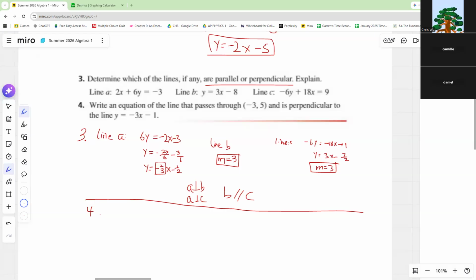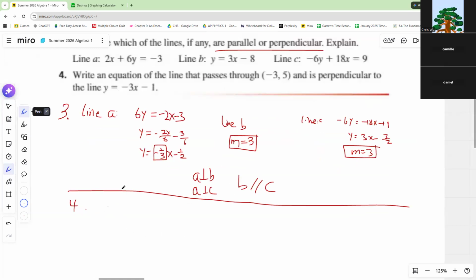For 4, is it y equals 1/3 x plus 6? You're still on mute.